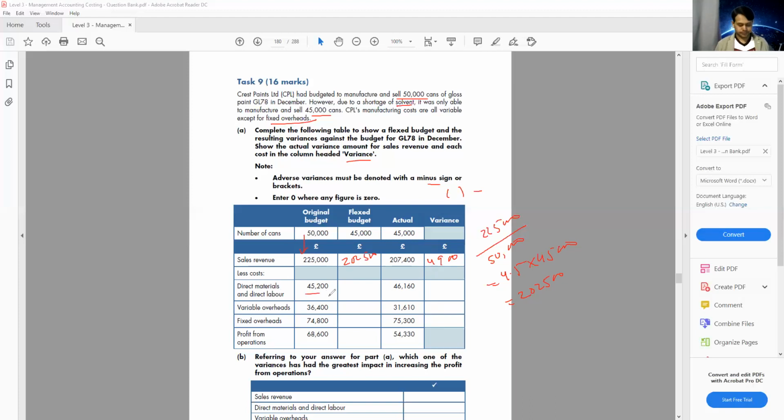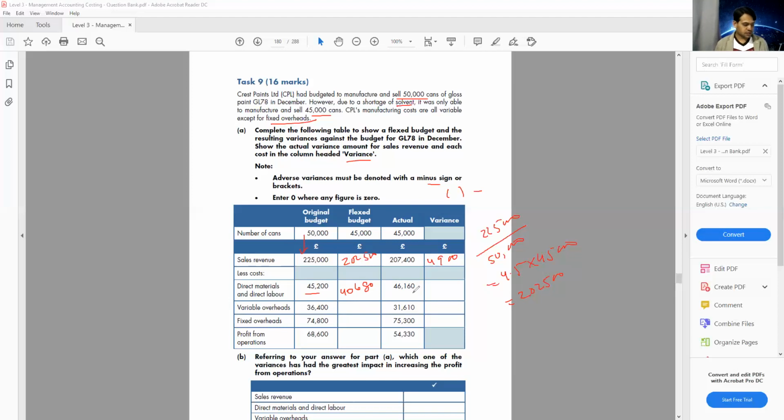The same way, we find the per unit and multiply with that. So 45,200 divided by 50,000 units times 45,000 is 40,680. Please make sure you check yourself as well in case I got the wrong calculation. Here you can see the budget is 40,000 and my actual is 46,000. That's a really, really big difference.